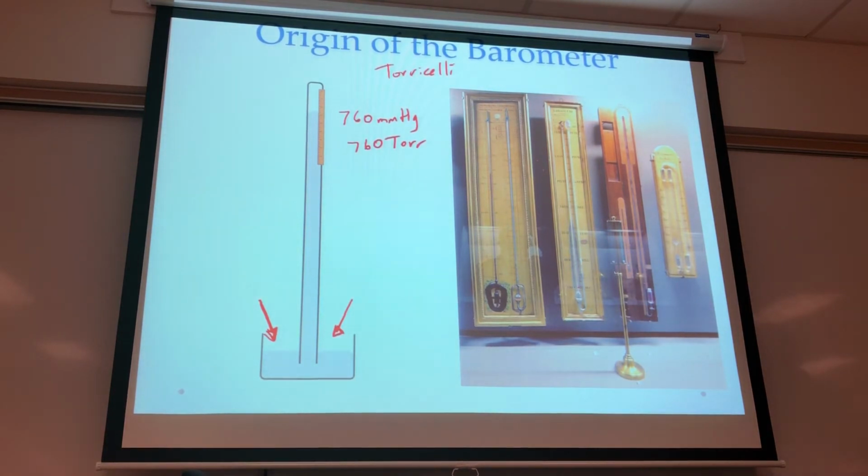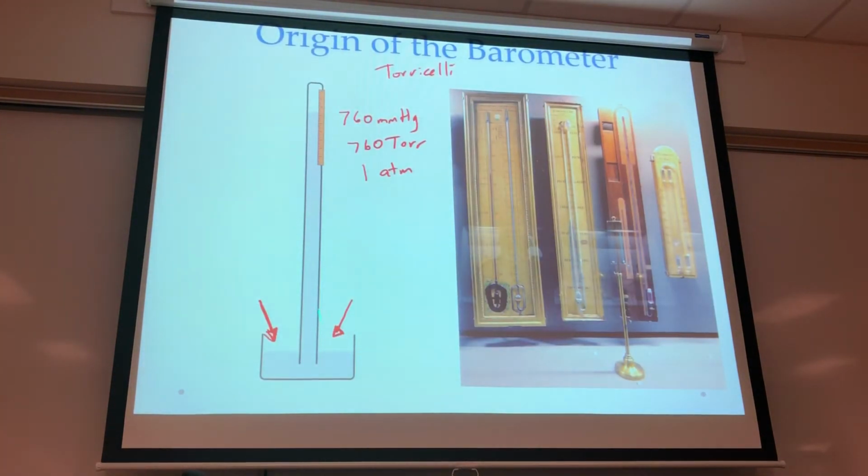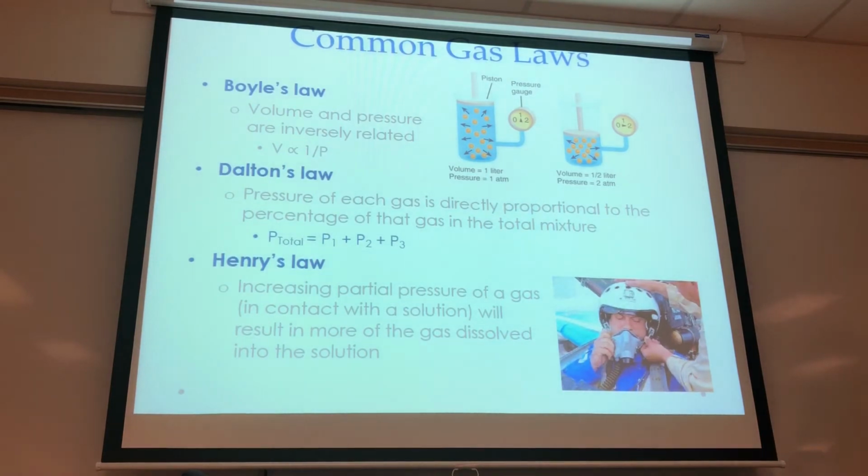And 760 millimeters of mercury comes out to 1 atmospheric pressure, which is also a unit that's used. So these are used interchangeably, whether you're saying torr, millimeters of mercury, or 1 ATM, which is atmospheric pressure. So that gives us the idea of where that term, millimeters of mercury, came from. Now that we know how the pressures are derived, let's take a look at our common gas laws.